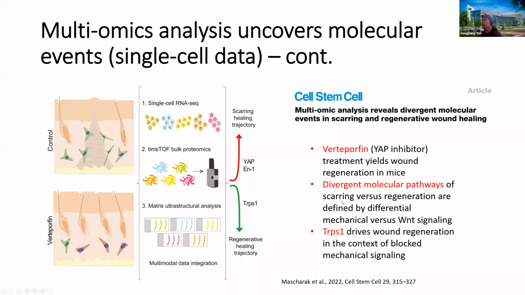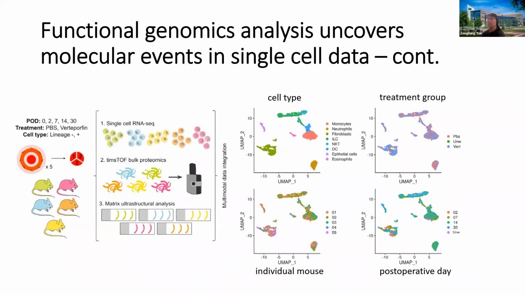In this trend, they can see the divergent molecular pathways of scarring versus regeneration, defined by differential mechanical versus traditional WNT signaling. With this signaling, they can also identify the key gene driver, known as TRPS1, for wound regeneration in the context of blocked mechanical signaling. So this is their pipeline for the single cell, proteomics, or matrix ultrastructure analysis.